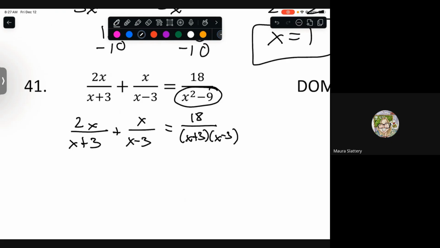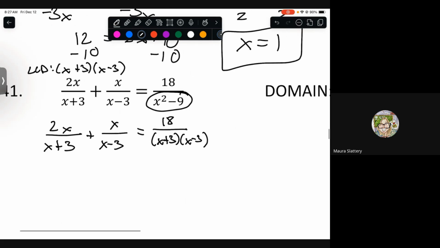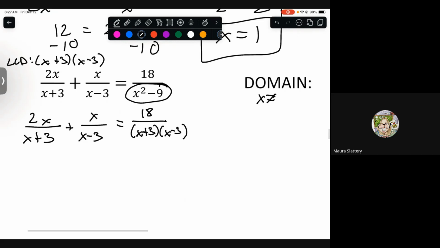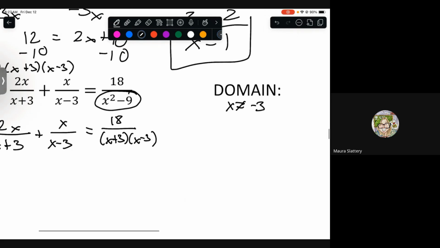So at this point, I can go ahead and identify my least common denominator. So my LCD here is going to be x plus 3, x minus 3. To find my domain, I set my LCD equal to 0, and I get that x cannot be equal to negative 3, and x cannot be equal to positive 3.